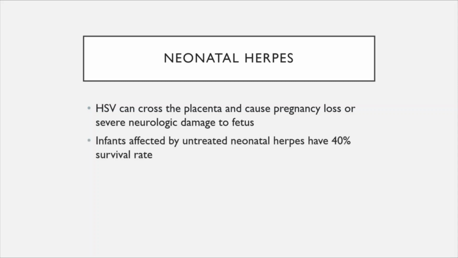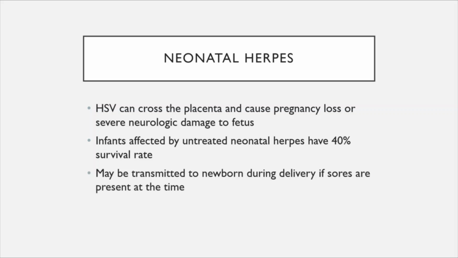Infants that are affected by untreated neonatal herpes have a 40% survival rate. So it's important to recognize this disease and treat it because the untreated survival rate is very poor. Herpes can also be transmitted to a newborn during delivery if sores are present at that time. However, there are medications that can be used to ensure that a woman is not contagious and not shedding viruses at the time of delivery.